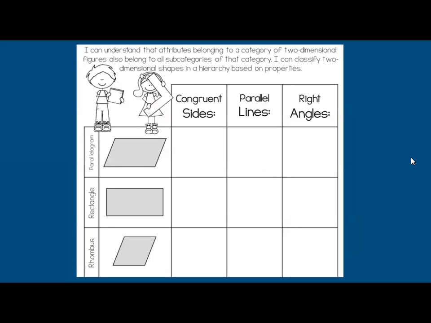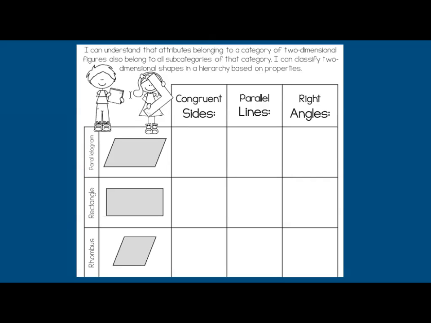So our I can statement is: I can understand that attributes belonging to a category of two-dimensional figures also belong to all subcategories of that category. I can classify two-dimensional shapes in a hierarchy based on properties. So we're going to take a look at some shapes here, and we're going to talk about whether they have congruent sides, whether they have parallel lines, or if we can find right angles.